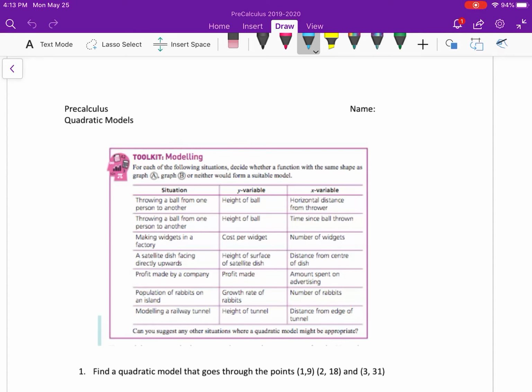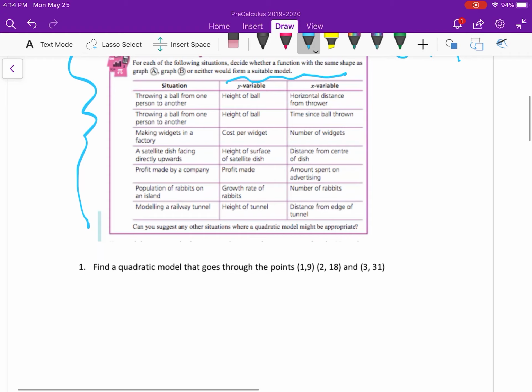All right, guys, today we're going to look at quadratic modeling. In our last lesson, we looked at linear modeling, and today we're going to look at parabolas that either go up or go down. This toolkit modeling here was for some examples just to talk about whether parabolas open up or down: throwing a ball from one person to another, making widgets in a factory, a satellite dish facing directly upward, and then these are the variables.